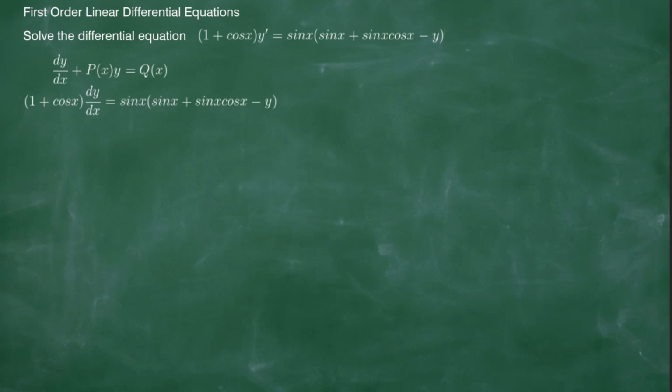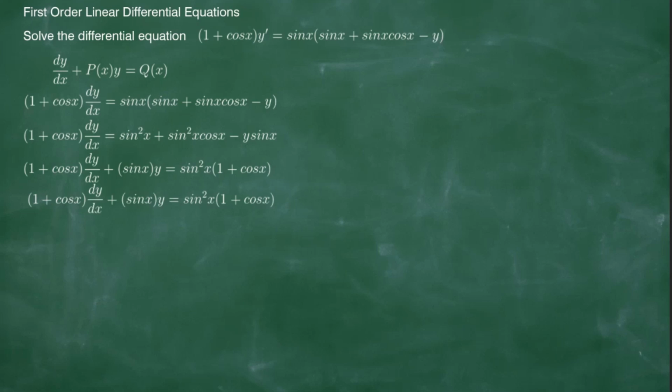Then we need to rearrange the terms here so that it will be in the standard form. First, multiply sin x to the quantity sin x + sin x cos x − y, and it will give us sin²x + sin²x cos x − y sin x. So we have plus sin x times y on the left side equals, we will factor out sin²x. So it's sin²x times (1 + cos x). Then we will divide the whole equation by 1 + cos x.